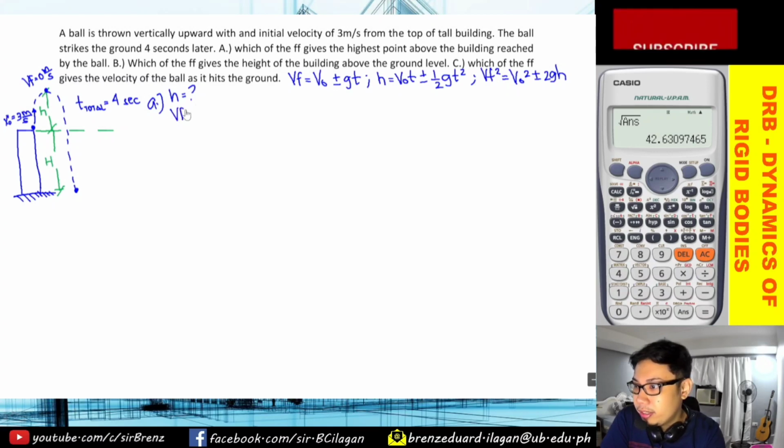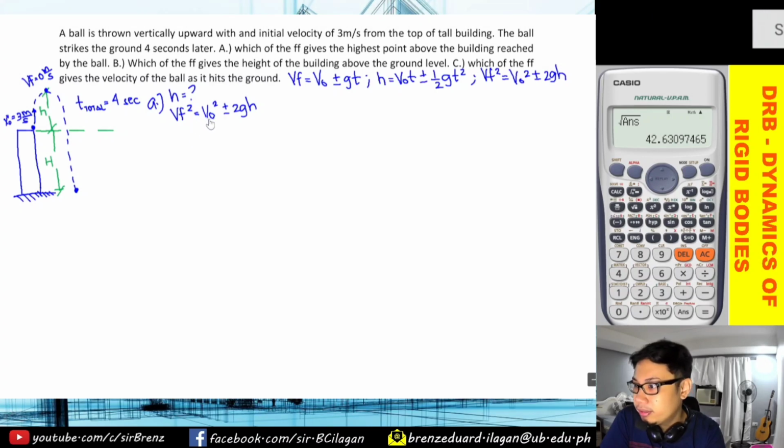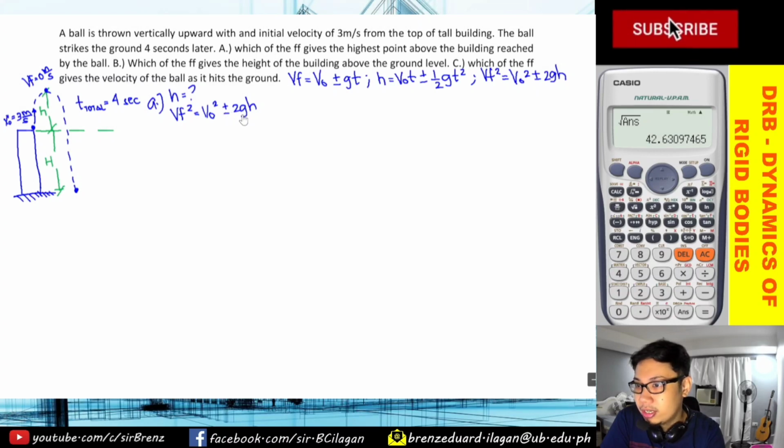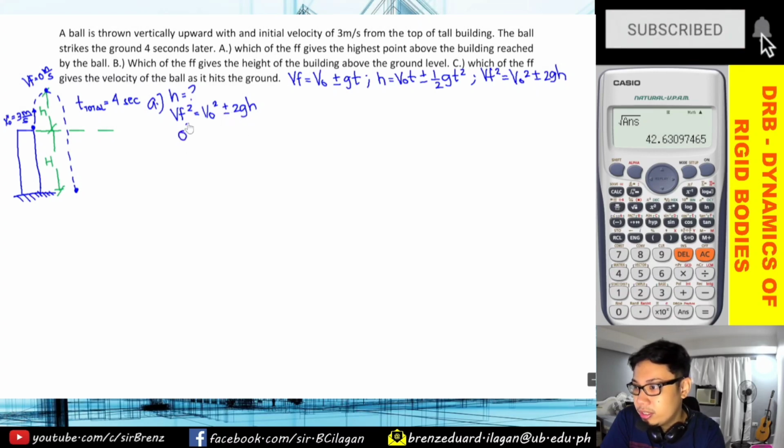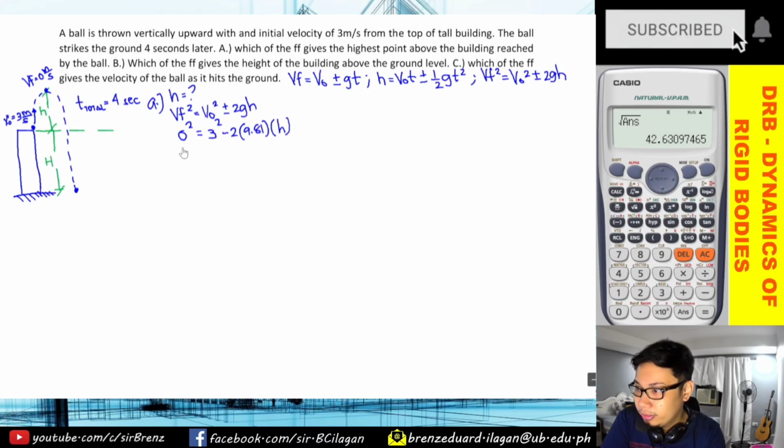So Vf squared is equals to Vo squared plus minus 2gh. Okay, so since positive naman yung h, ito magiging minus yung g kasi contra in direction niya. So this will be 0 squared equals, ito, that is 3 squared, and then minus 2, ano ba to? Ayan, SI, so times 9.81, and then multiply by h, yung unknown.